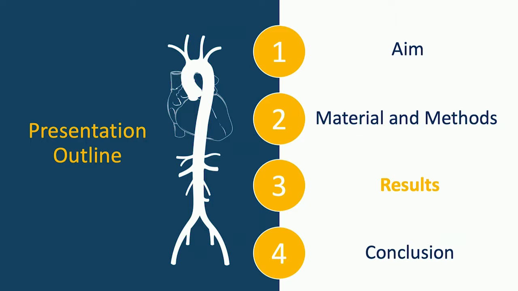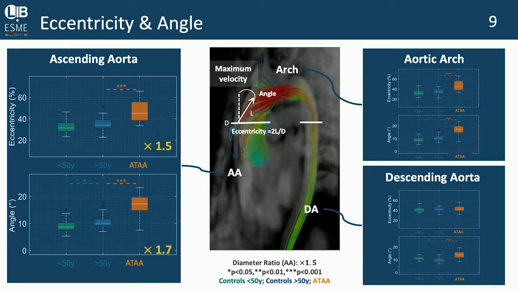So let's go to the results. Here you can see the box plots for each group and each part of the aorta of the angulation and the eccentricity. As you can see, the main result is that they are significantly higher in the ascending aorta, reflecting the flow disorganization that can be seen on the 4D flow MRI data. Of note, it tends to be reduced when you move away from the dilation area, namely the ascending aorta.